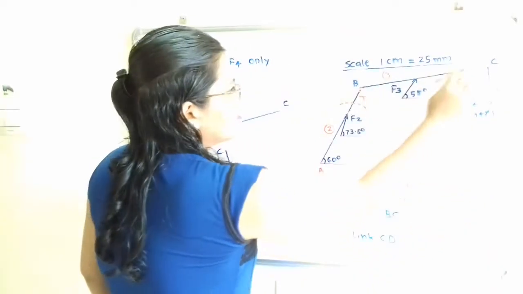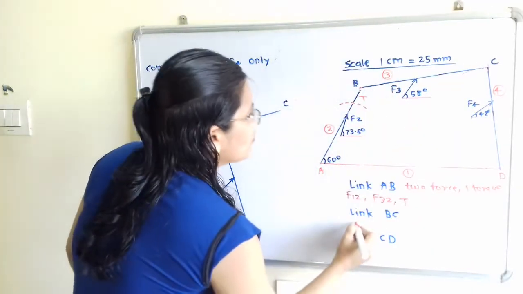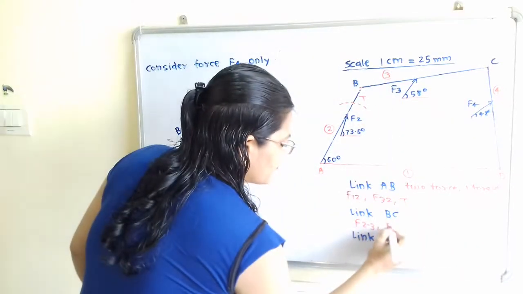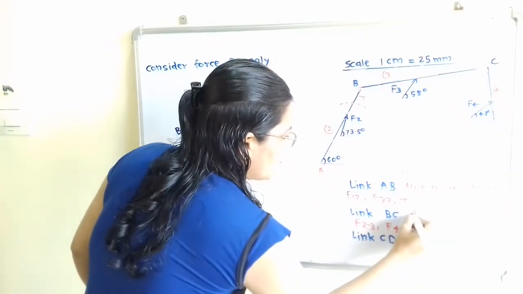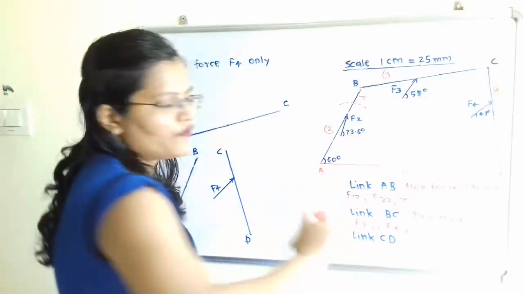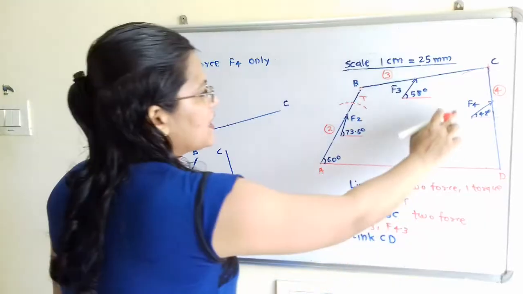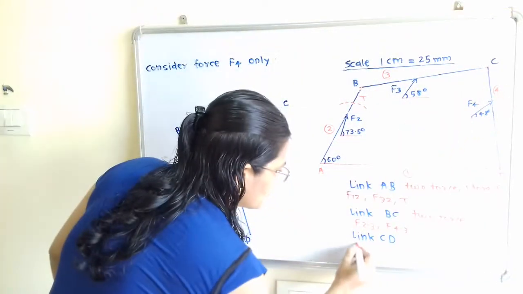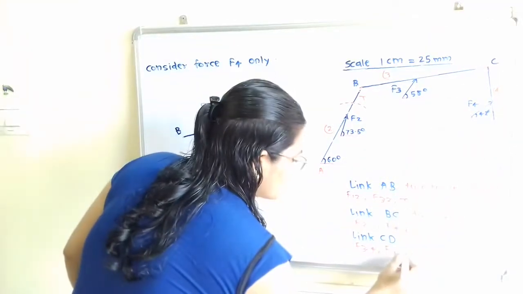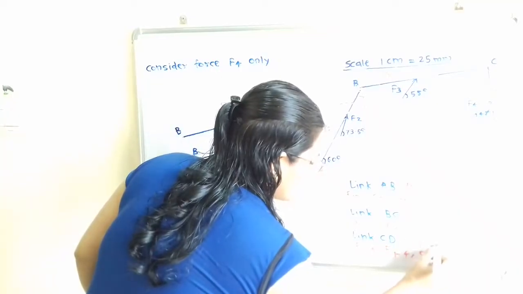Now we will move to the next link, that is the link BC. For this link BC, force F2 to 3 and force F4 to 3. So this is a 2 force member. And we will move to link CD. This time we have to consider this force F4. Which are the forces? F3 to 4, F1 to 4, and this force F4. So this is a 3 force member.